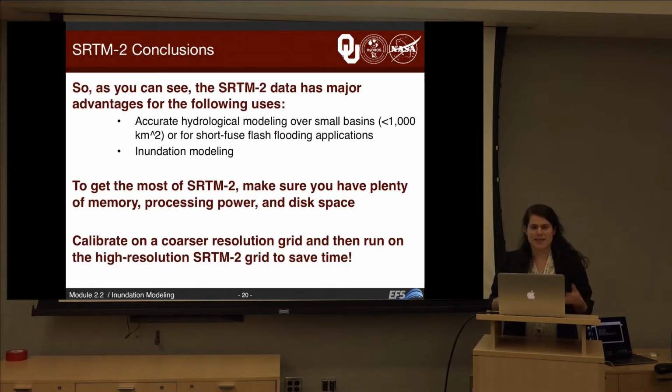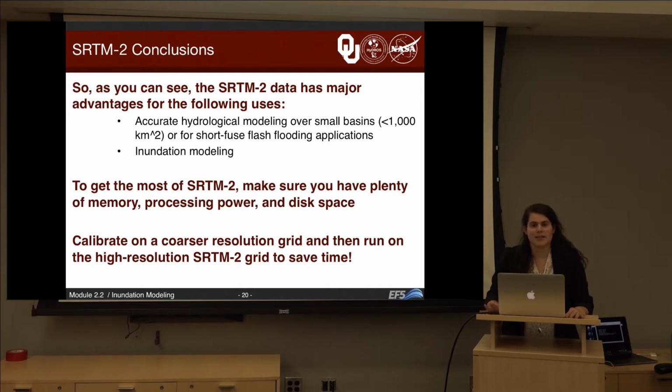So as you can see, the SRTM2 data has major advantages for the following uses. We can accurately model over small basins, which are less than 1,000 square kilometers, or we can use this for flash flooding applications. The advantage of using high resolution models is also because we can use this for inundation modeling.